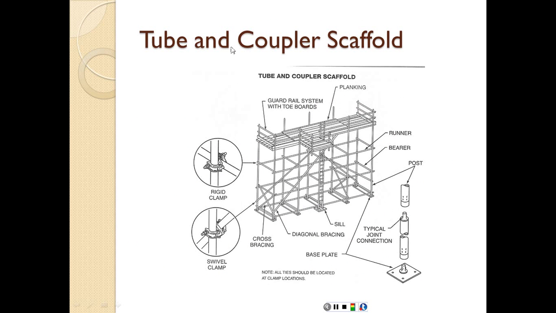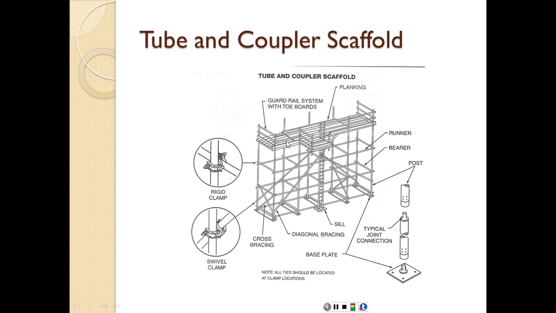Starting with the tube and coupler scaffold, this is one very commonly used in construction. So it's composed of several tubes that are connected together with couplers, something like that. It should have a base on which the tube is going to be erected, or the post, and then the joint for the connection between two posts. So these are the different components of it.